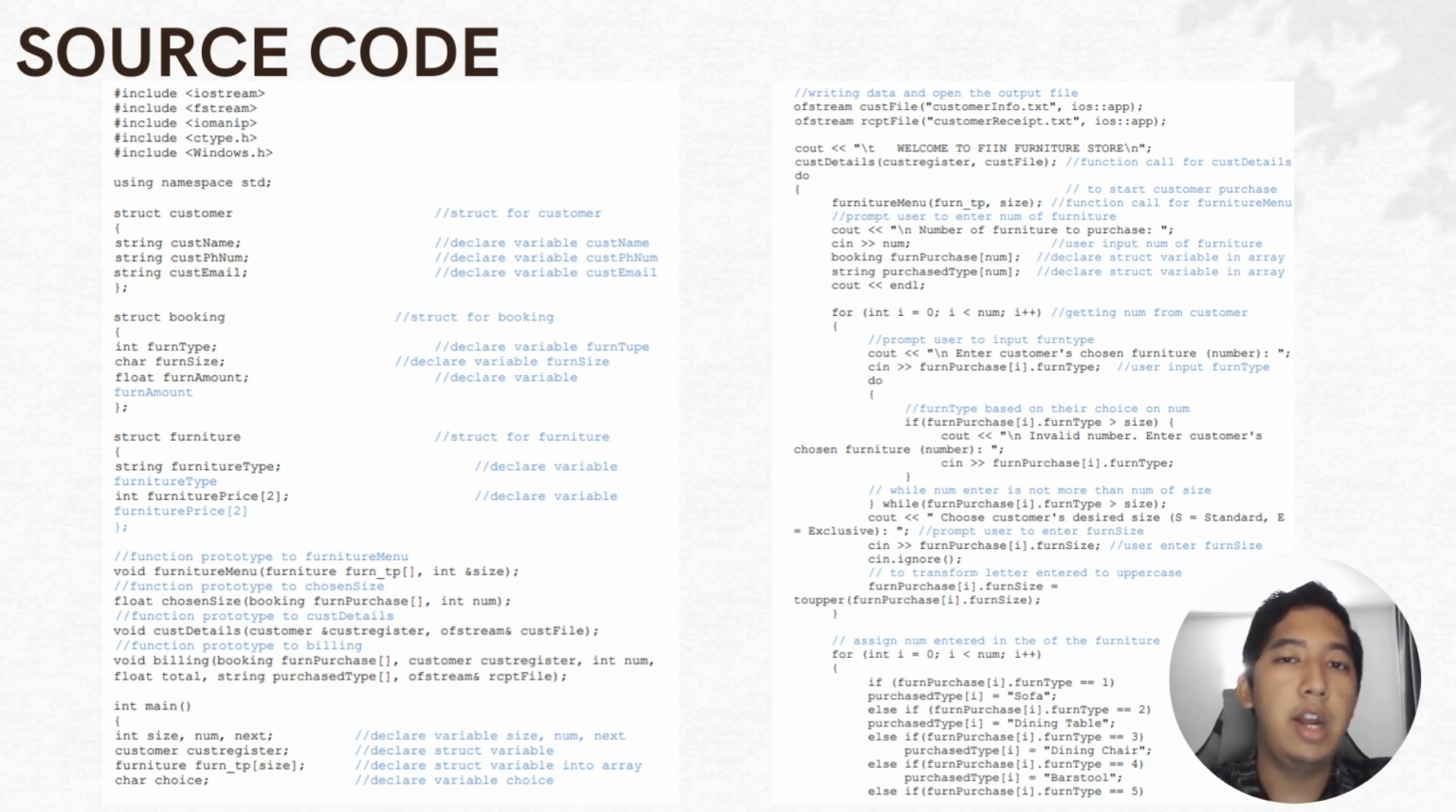So after that, we have a for loop to let the customer choose their number of furniture. Let's say they chose three. They want to purchase three furniture, so the for loop will run 3 times. And then after they have chosen the furniture type and furniture size, we have another for loop that will be discussed in the next page.